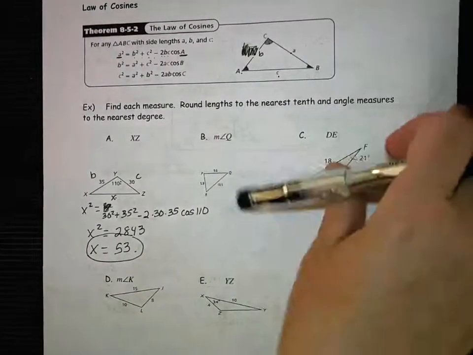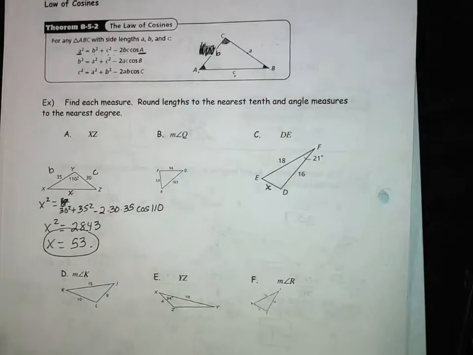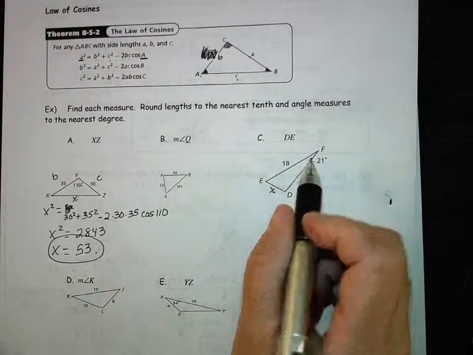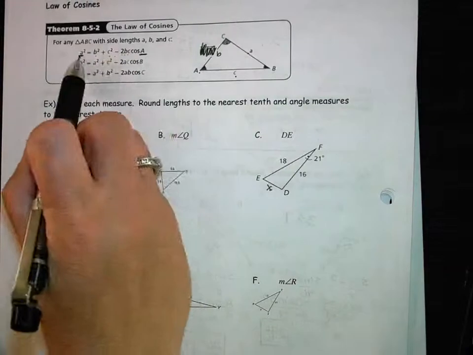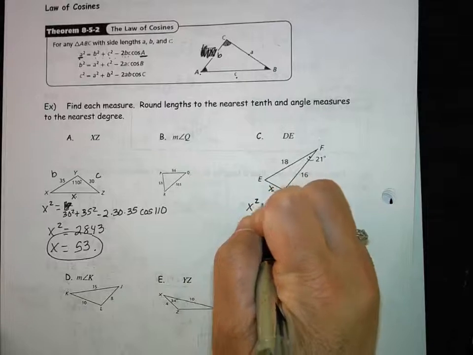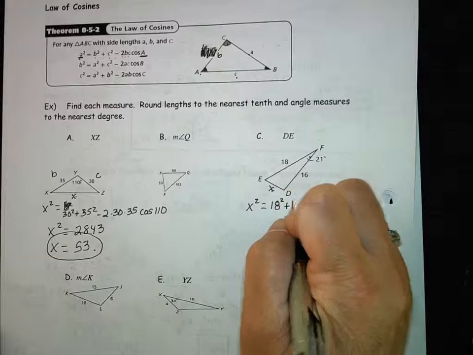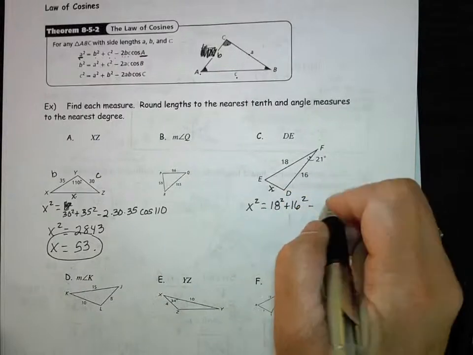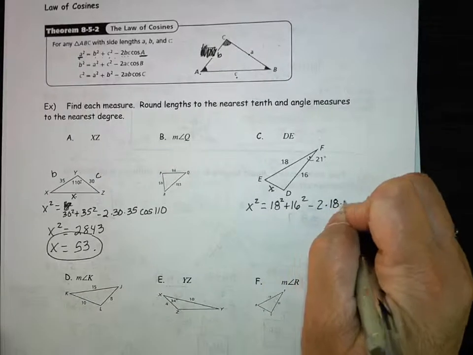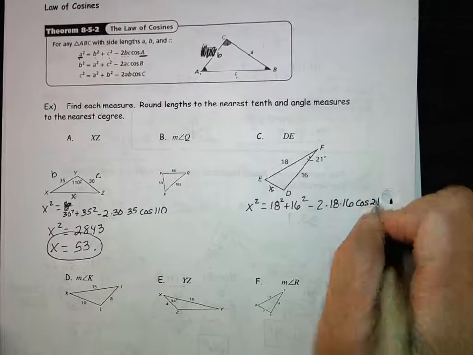I'm going to skip next to letter C. This one's very much like the one we just did. We're trying to find DE. The angle and the side are across from each other. And remember, in our formula, that angle and that side are across from each other. So we will have x squared equals 18 squared plus 16 squared minus 2 times 18 times 16 times the cosine of 21.